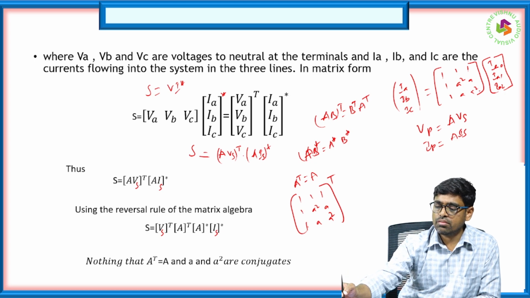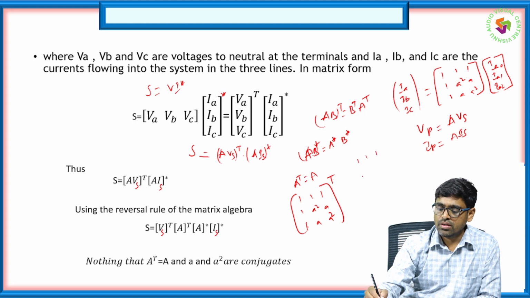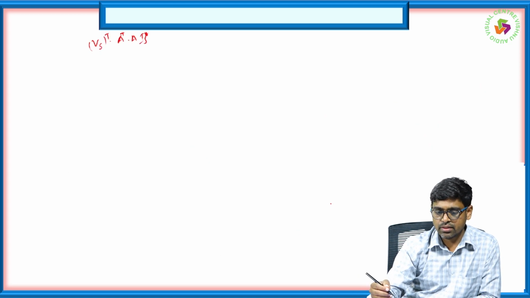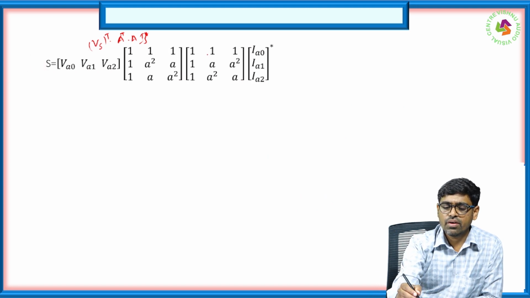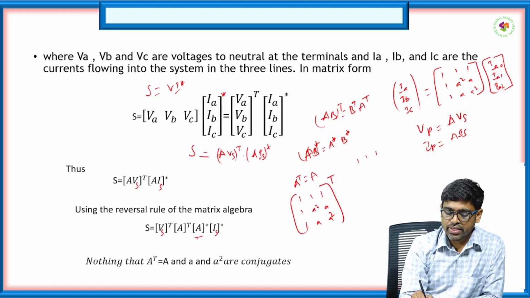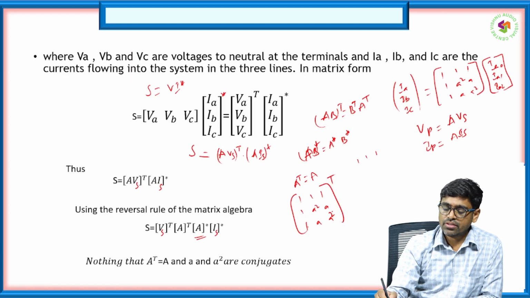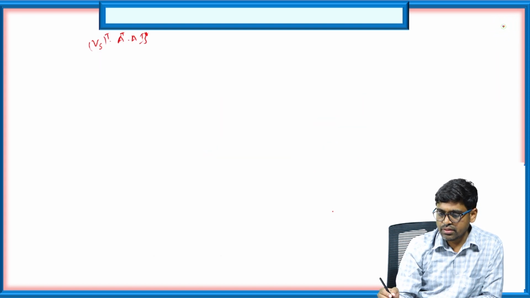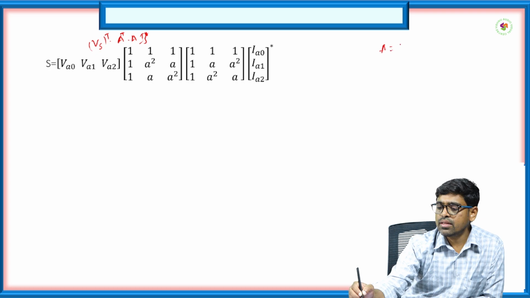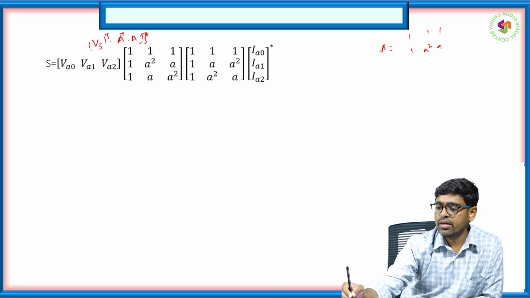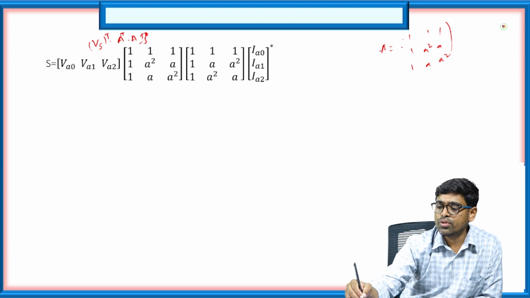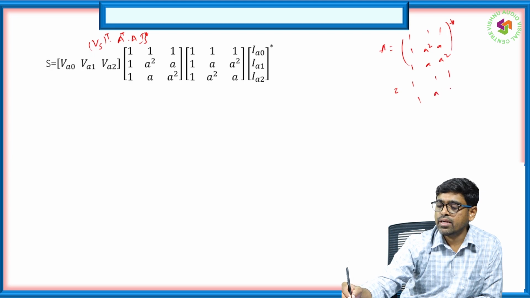So it is your A value, and A transpose gives the same value. Here we can see that it is 1 1 1, 1 A square A, 1 A A square, and its conjugate, A conjugate, means 1 1 1, 1 A A square, 1 A square A. So it is A conjugate.